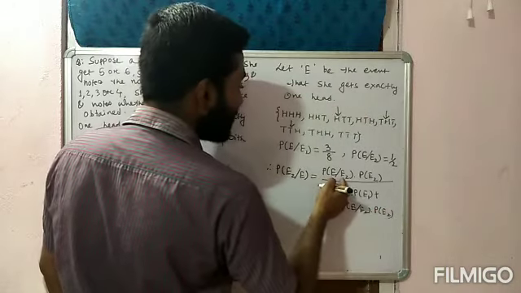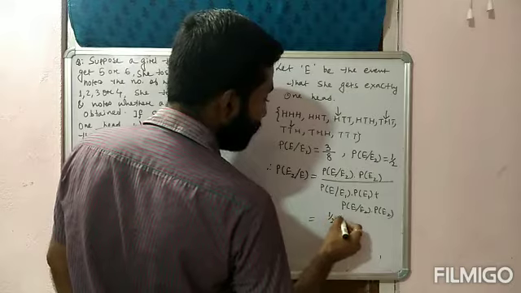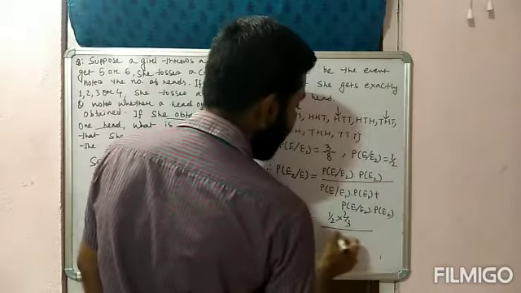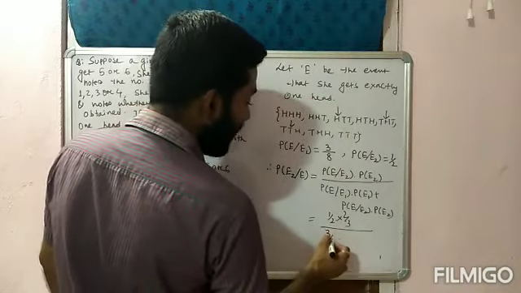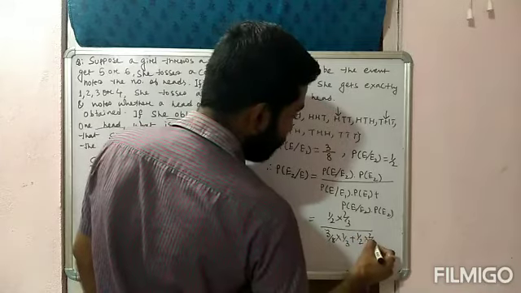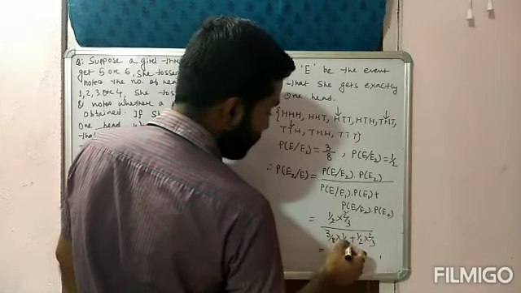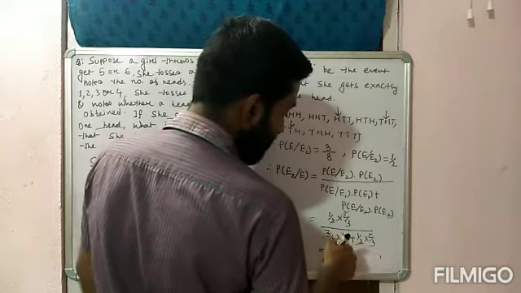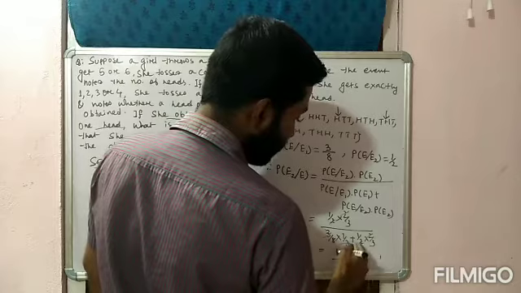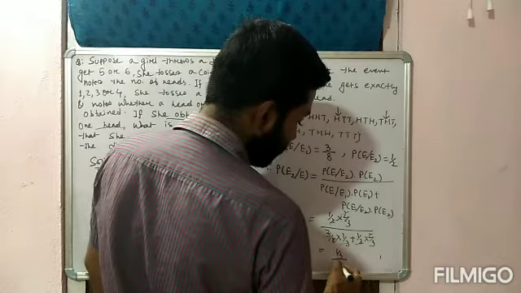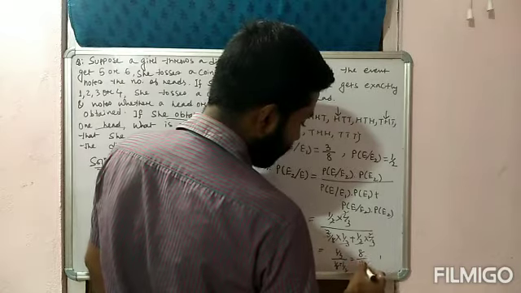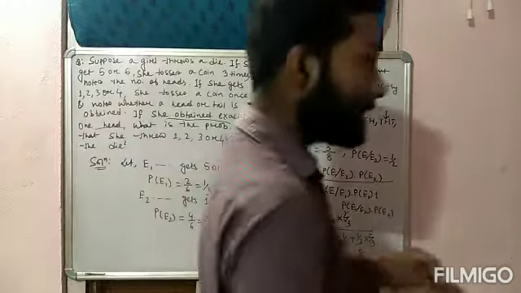Now put the values. E slash E2 is 1/2 into probability of E2 is 2/3, divided by E slash E1 is 3/8 into 1/3 plus 1/2 into 2/3. Just calculate this value. So I think 8/11 is the answer, which is less than 1 only.